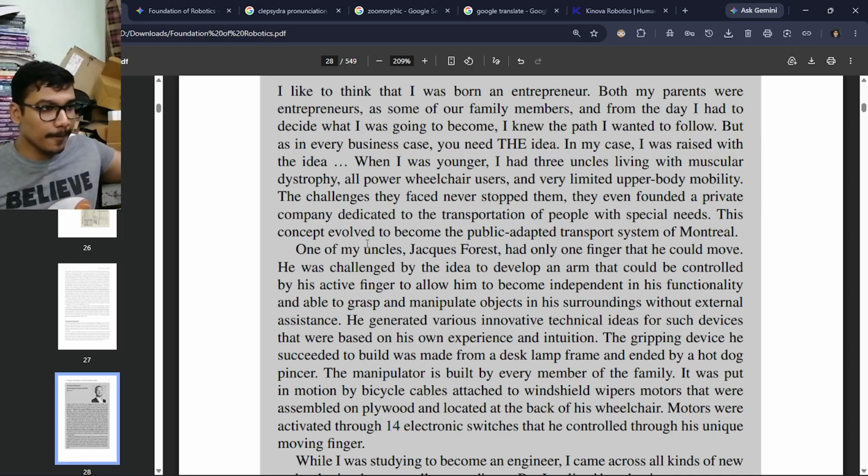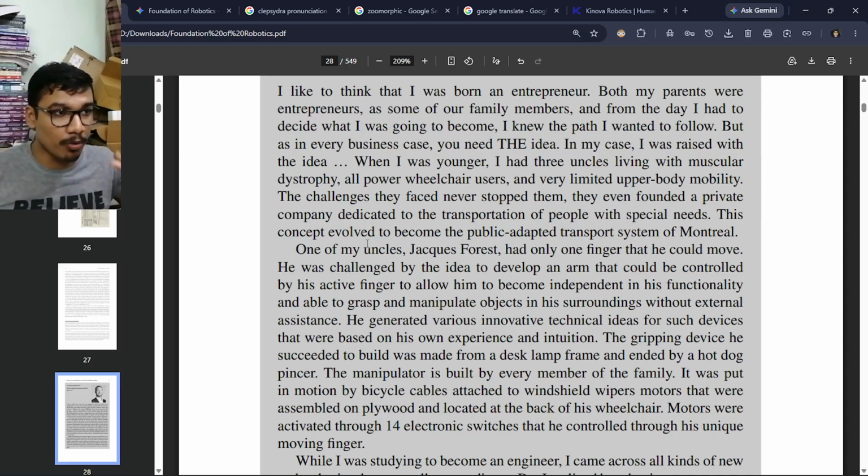I like to think that I was born as an entrepreneur. Both my parents were entrepreneurs, and some of our family members. And from the day I had to decide what I was going to become, I knew the path I wanted to follow. But as in every business case, you need the idea. In my case, I was raised with the idea.